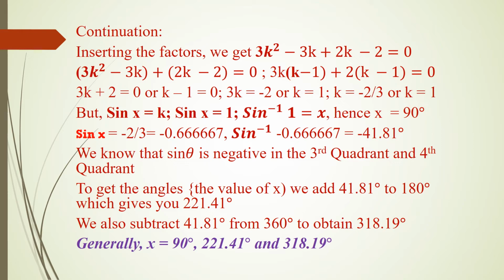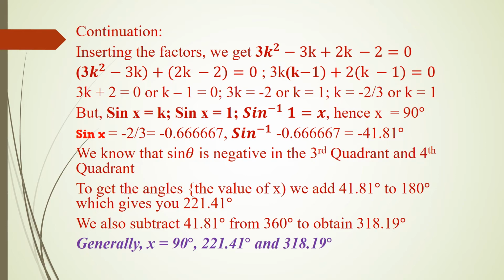Since we have obtained two values of k, now we can go back and remind ourselves that sine x is actually equivalent to k. The first value of k was 1, so we replace k with 1 and say sine x is equal to 1. Then for us to be able to get the value of x, we find sine inverse of 1, which gives us 90 degrees.